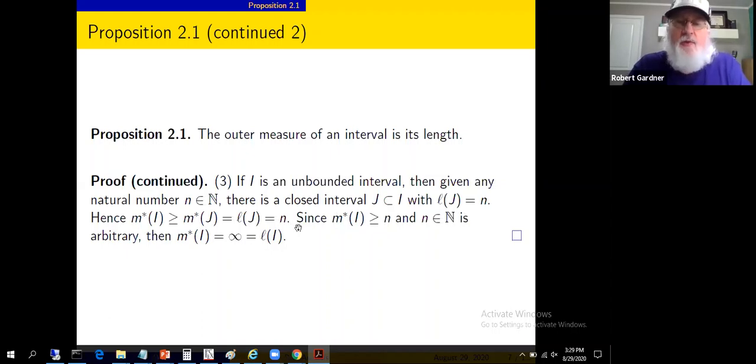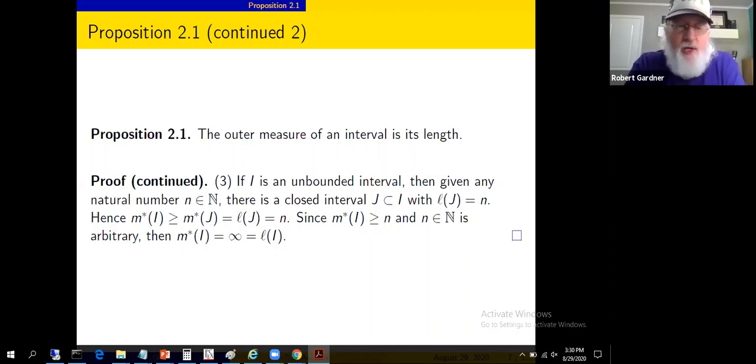That is, we've shown that the outer measure of I is greater than or equal to N, and N was an arbitrary natural number. Since N can be anything, the only way this condition can be satisfied is if the outer measure of I is infinite. And we said we've got an unbounded interval. Unbounded intervals have infinite lengths as well. So the outer measure equals the length. So the outer measure of an interval is its length.